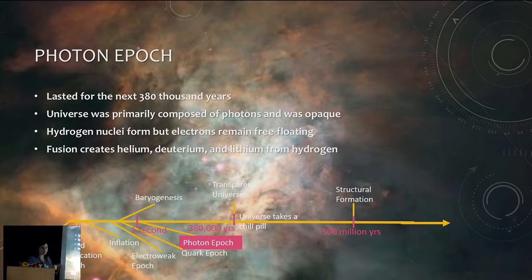And so some hydrogen was being fused to make helium, deuterium, which is a heavier version of hydrogen, and lithium. But it was still too hot for electrons to fall into orbitals around those.